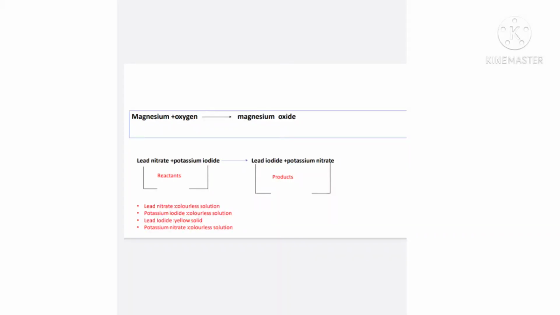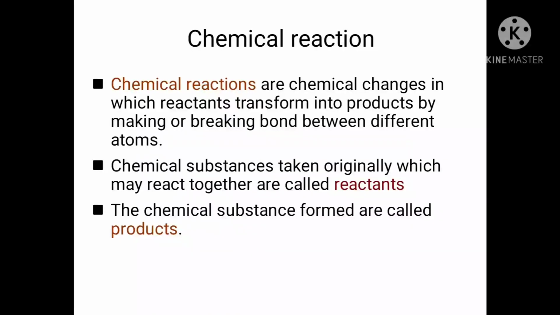Now we see two examples of chemical reaction. In the first reaction, magnesium and oxygen react together to form magnesium oxide. Here magnesium and oxygen are reactants and magnesium oxide is the product. In the case of the second example, lead nitrate and potassium iodide are reactants and lead iodide and potassium nitrate are products. From these examples, we can say what a chemical reaction is.